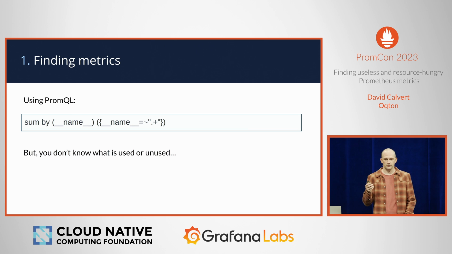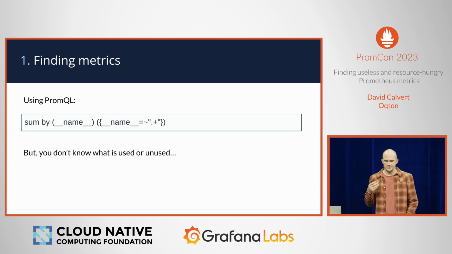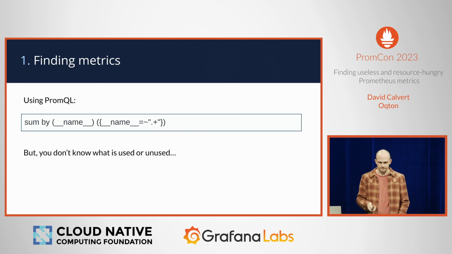When I first had this task, I was asking myself, what's coming into the Prometheus instances? So I had a look using this PromQL query to see the list of metrics that was here, but there was something missing. I didn't know what we were actually using and what we didn't.